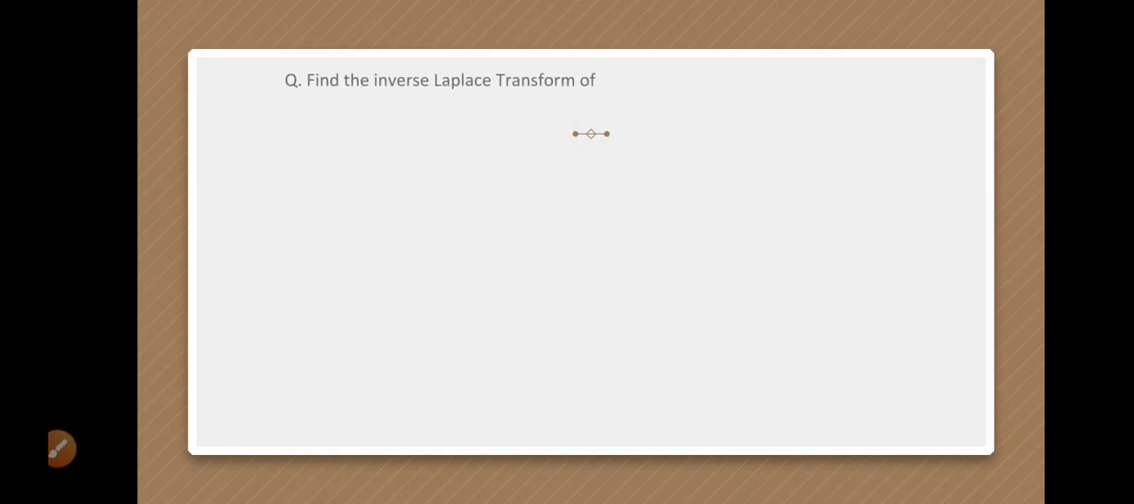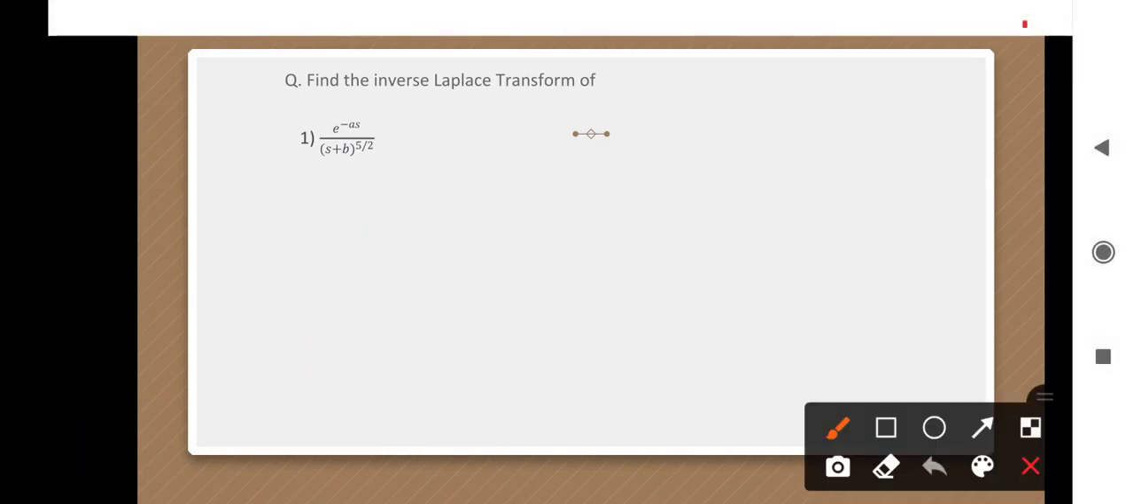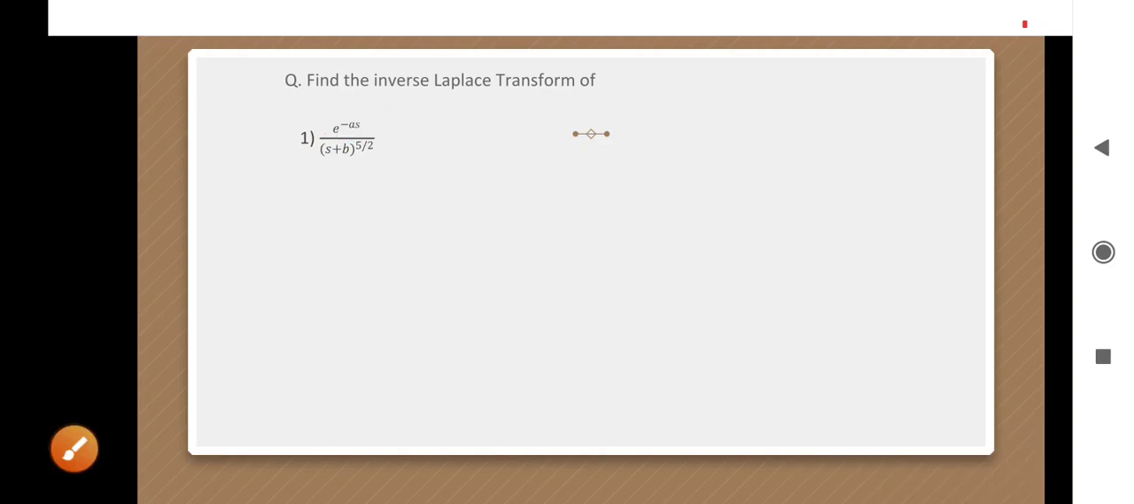Question will be the common type. Find the inverse Laplace transform of. First example, e raised to minus as upon s plus b bracket raised to 5 by 2. See, you can easily identify whether the given example is to be solved using this method or not because of the presence of this type of factor in the given function of s. Okay, we will see the solution.